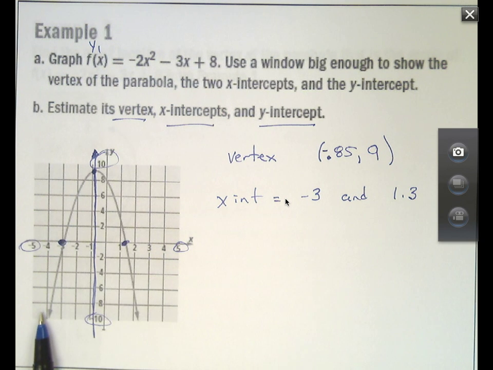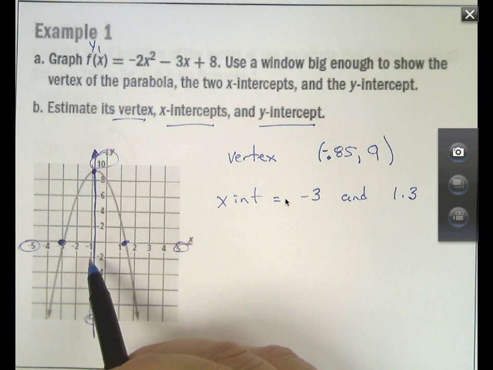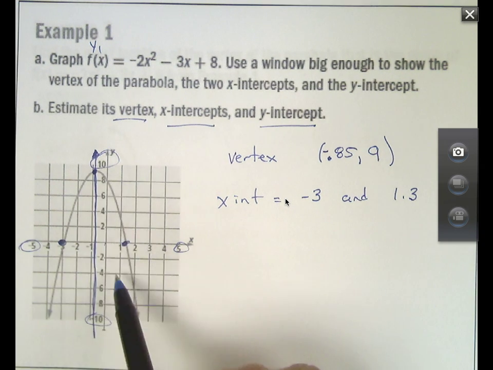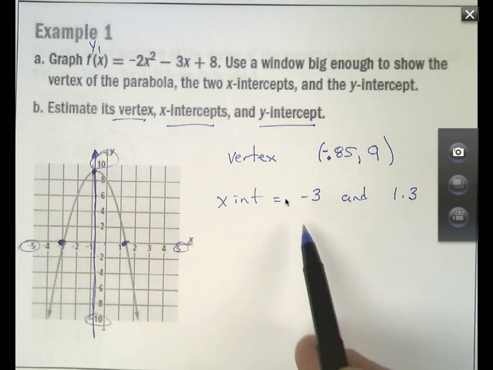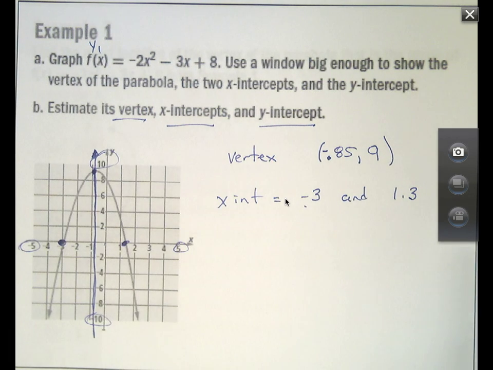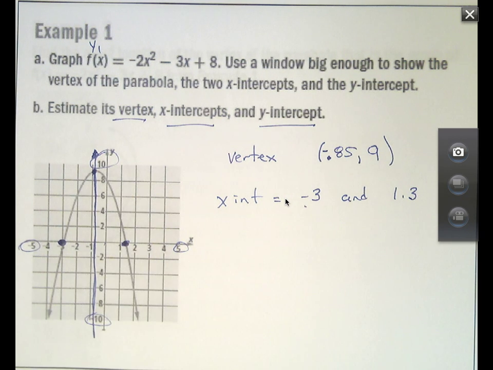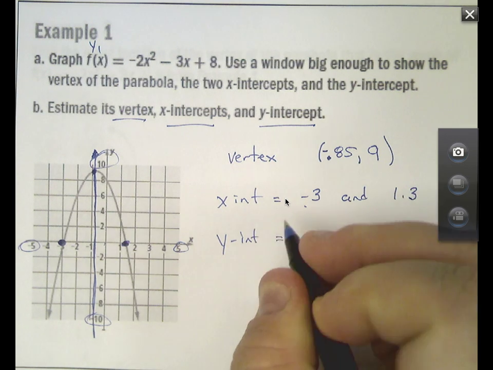Now, don't get this confused with a couple days ago. This parabola is moved. It's not in the same place anymore. Remember we talked about parabolas where the vertex was always the origin. That's not the case here. Our vertex is a different number. So when my parabola moves, it's not going to be -3 and +3. You have to check these. And these are my x-intercepts.